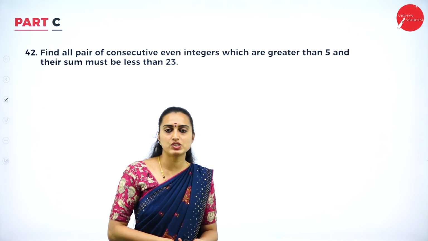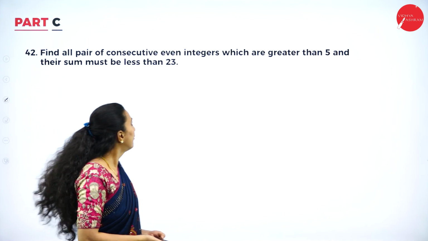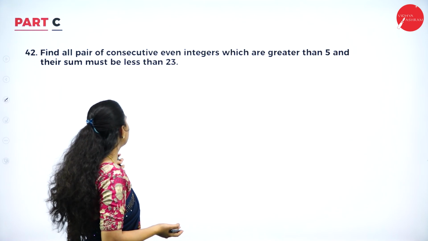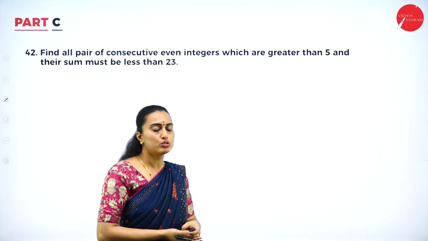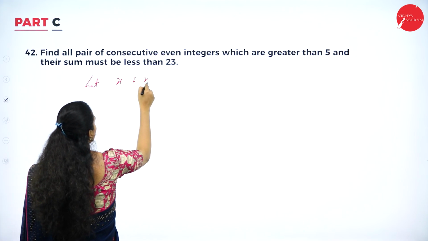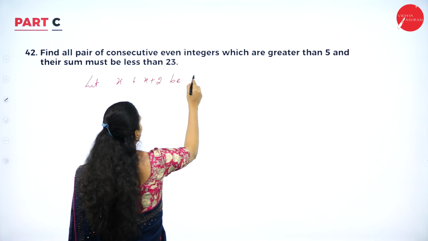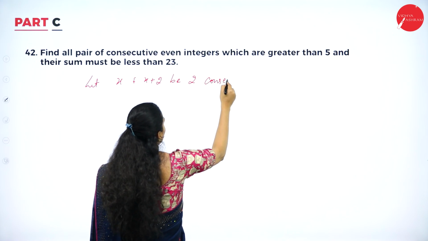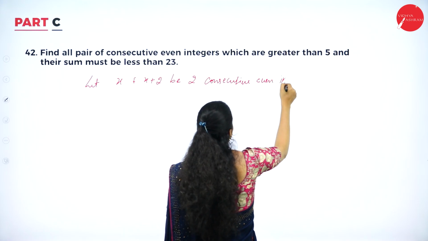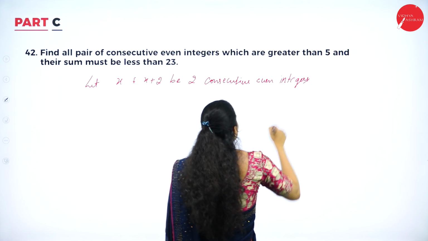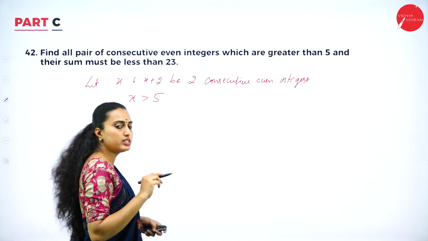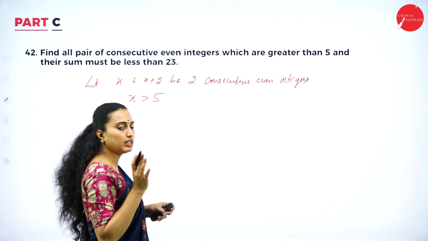Now we'll be moving on to the next question, which is question number 42. What they've asked: find all pairs of consecutive even integers which are greater than 5 and whose sum must be lesser than 23. So I am going to assume that x and x plus 2 are 2 consecutive even integers, right? Greater than 5 means x will be greater than 5 always, isn't it? And their sum must be lesser than 23.